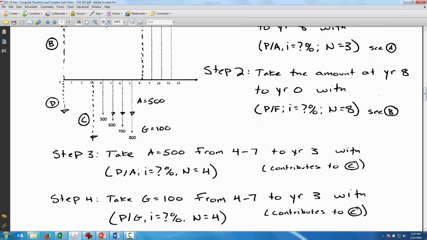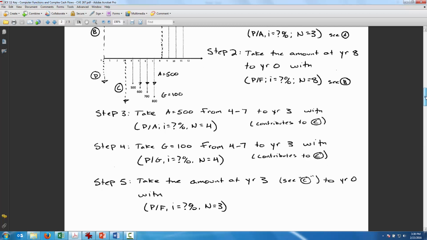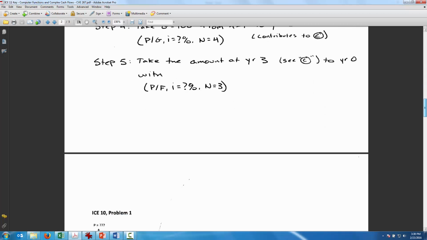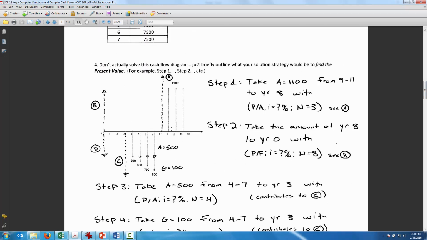So the next step is moving the gradient of 100 from years 4 through 7 to year 3. And in the same way, we do a P/G at i%, n equals 4. We'd look that factor up out of a table, multiply it by 100, and then it would tell us the amount that is at 3. And then the final thing we have to do is take the whole amount, all of the amount that's at C, and move it to year 0, and that's what I'm calling D. And the function that we would use is a P/F. So we're pretending like it's in the future. We want to find the present value of it. We do it for 3 years. And so the total present value of this cash flow diagram would be the net difference between B, which was our inflows, and D, which was our outflows.